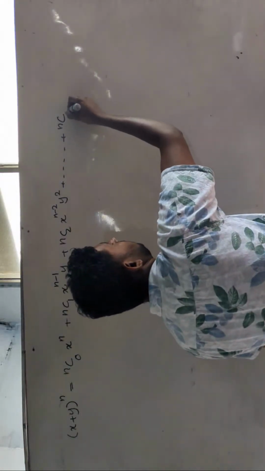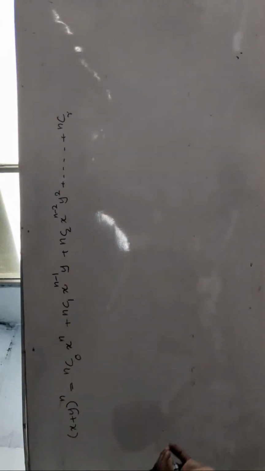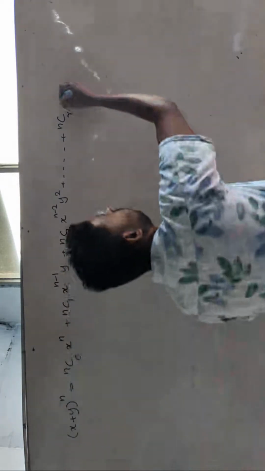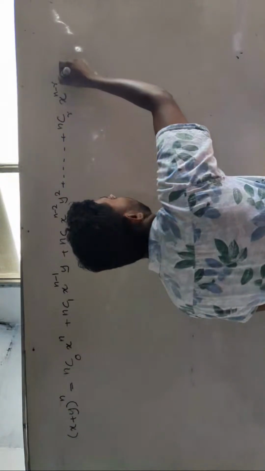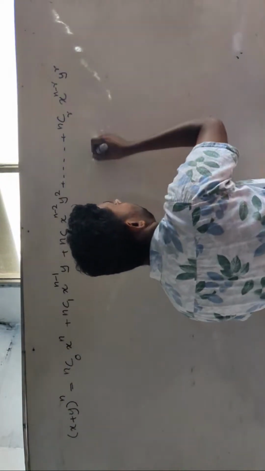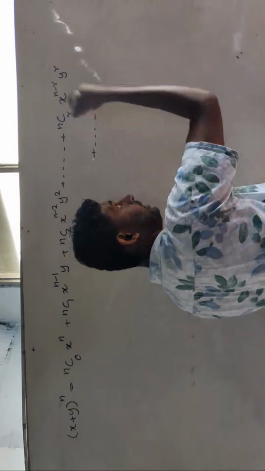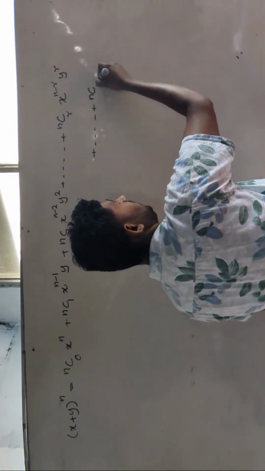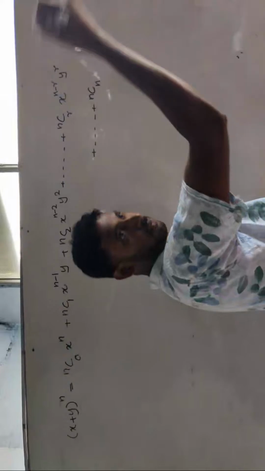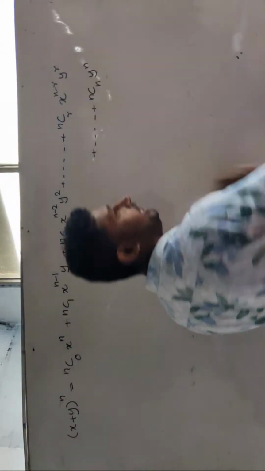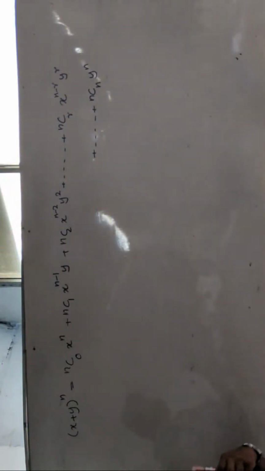We can do this later in the series lesson, but normally the general term is denoted by the letter r. So nCr, the power of x is n minus r, and the power of y is r. Then put some dots again and write the last term: nCn, the power of x is 0 so I don't write it, y to the power n. So this is the binomial expansion. Using this, we can expand anything without using Pascal's triangle.